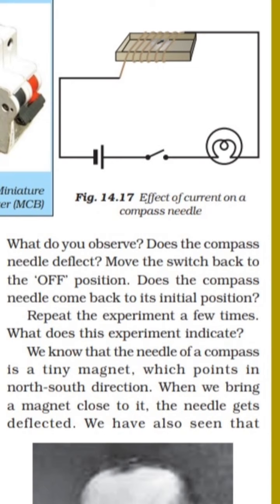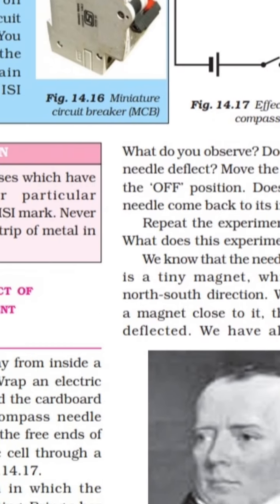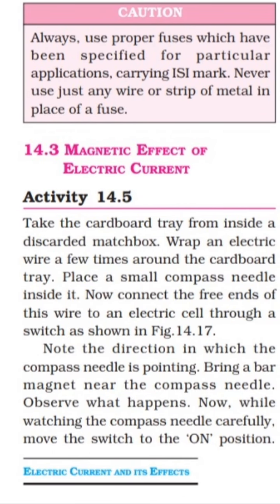Now connect the free ends of this wire to the electric cell. Here you can see the electric cell; one positive and one negative terminal will be there. Then connect the free ends of the wire to the electric cell through a switch as shown in figure 14.17. See here, the effect of current on the compass needle. Now note the direction in which the compass needle is pointing. When you switch on, you can see in which direction the compass needle points.